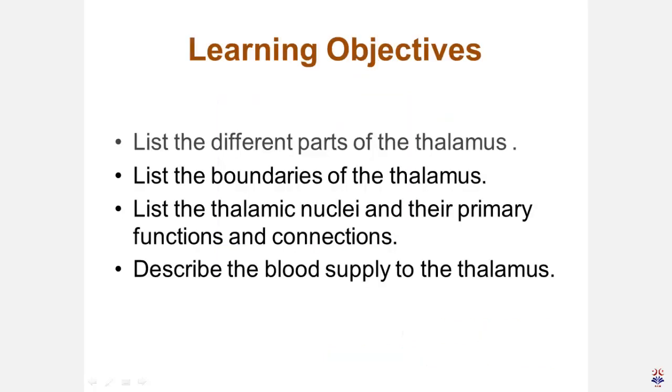First we see the learning objectives. First one is to list the different parts of the thalamus. Next, list the boundaries of the thalamus. List the thalamic nuclei and their primary functions and connections, and describe the blood supply to the thalamus.